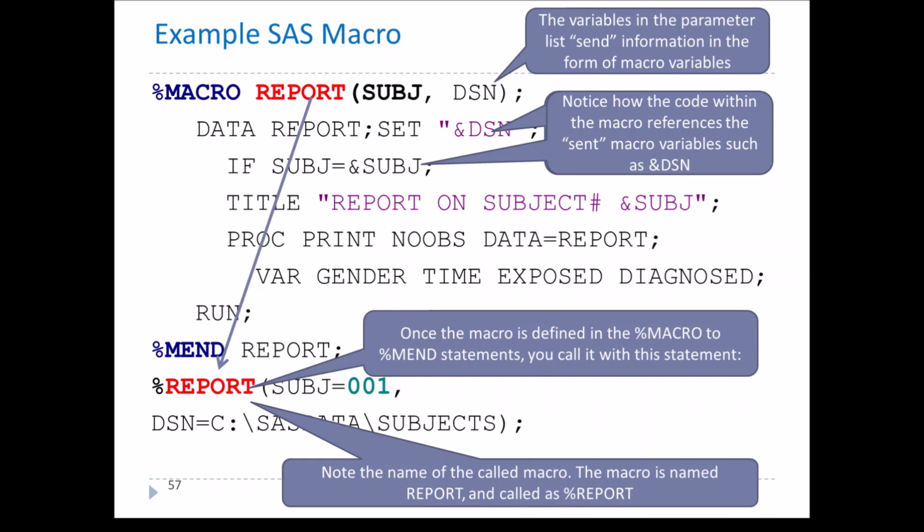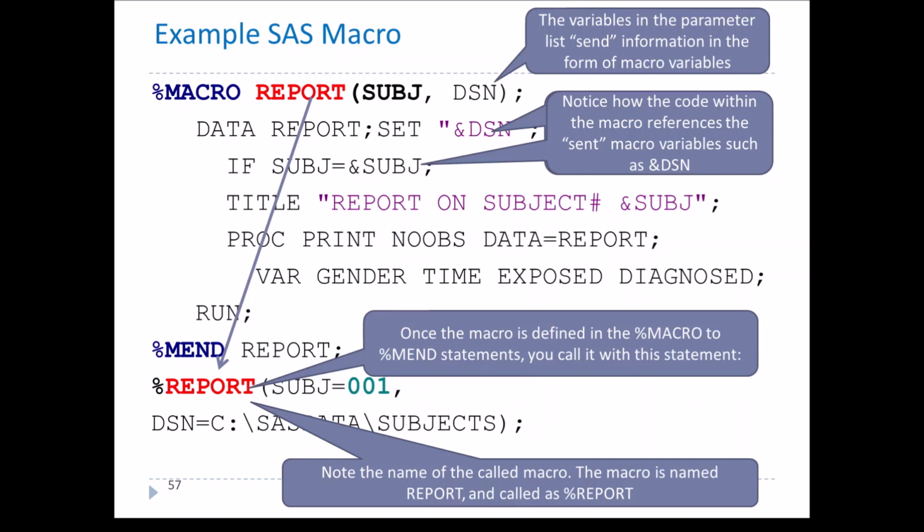All right, so here's a simple SAS macro. This one is called report, so I have %macro report, and then I have some parameters here, notice, subj, comma, dsn. These are the two variables I'm going to send information to this macro, and then I'll be able to use that information within the macro. And then we have %MEND report, which ends the macro, and then we're going to look at how to call the macro using the % and then the macro name.